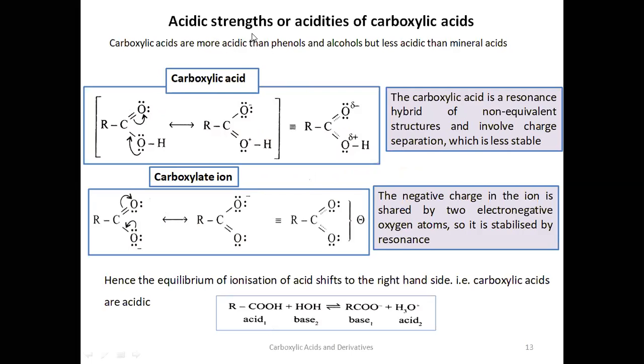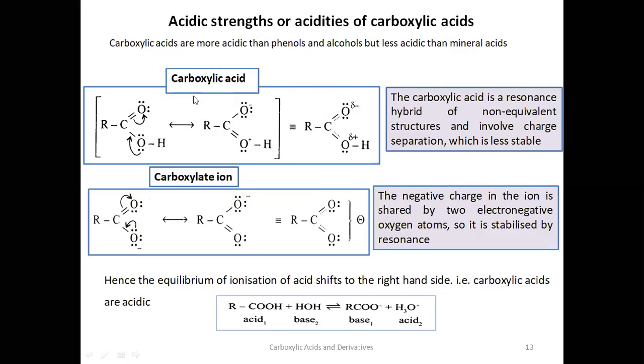Acidic strength. We all know that carboxylic acids, the name itself indicates that it is an acid. Since it is an acid, we are calling it a carboxylic acid. When a molecule behaves as an acid, when it gives away a proton, it is a Lewis acid, which donates a proton. Similar to a Lewis acid, this can also donate a proton. That's why it's an acid.